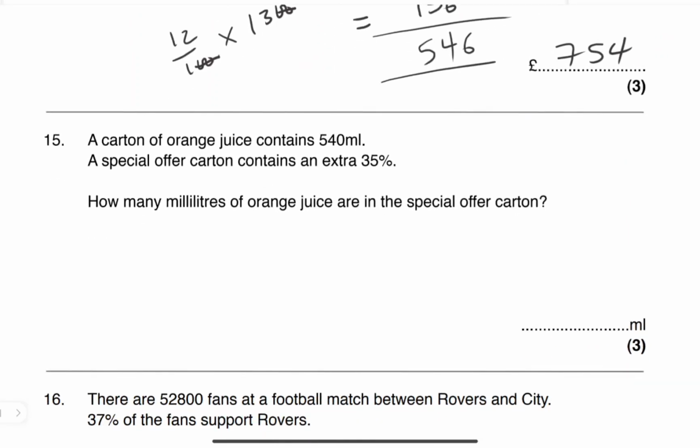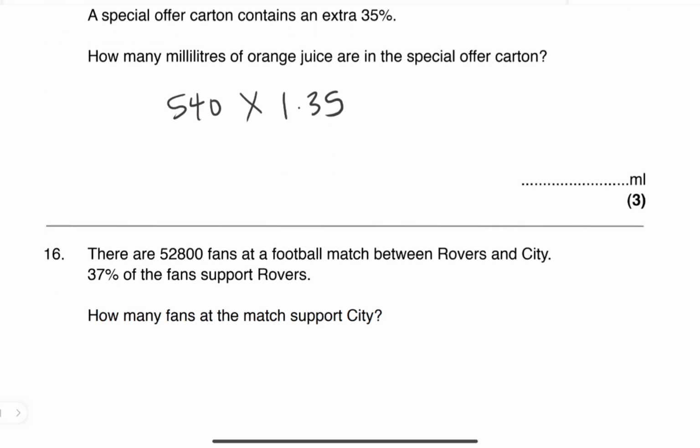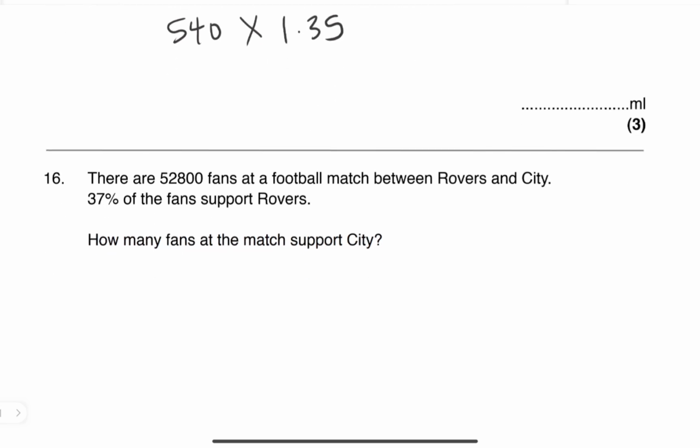A carton of orange juice contains 540 ml, and a special offer carton contains an extra 35%. So the special offer would be 540 times 1.35. Put that in the calculator and write down the answer.